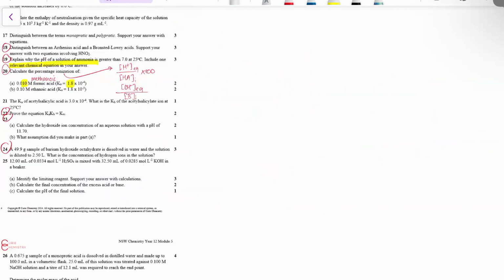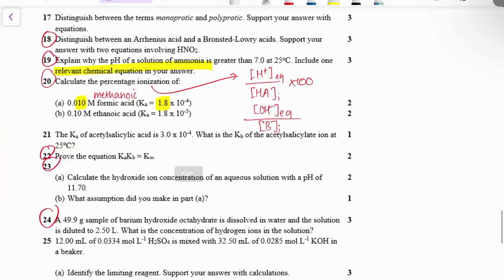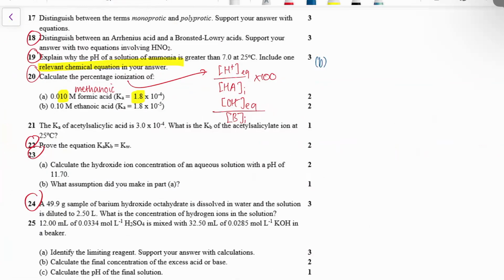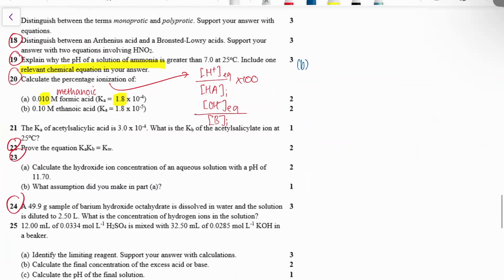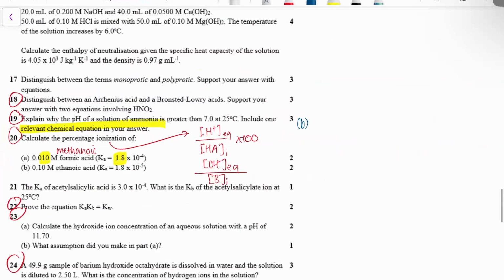So B is ethanoic acid. What's the formula for ethanoic acid? C2H4O. Let's draw it out. How do we draw ethanoic acid? Two C's, and then double bonded to O, OH, and then fill in the rest with hydrogen. Okay, so what's my formula?